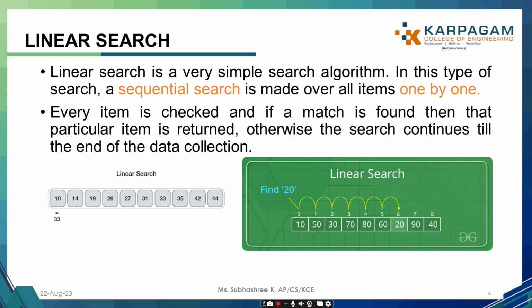Again the same process is repeated. I increment the iteration variable by 1. Now the index value is 2, and A of 2 is 30. Is 30 equal to 20? No. Again the same process, incrementing the iteration variable and comparing, until 20 is equal to 20. Once the element is located at index 6, index 6 is returned. If the element is not found in the array, then we return minus 1.